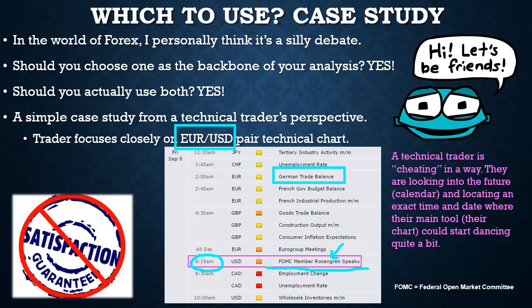So just something to keep in mind there, and a quick example of how fundamental analysis can come alongside technical analysis and serve in a complementary fashion. Don't get me wrong, at the end of the day, the key aspect in this example is that technical analysis is the backbone. But by cheating a little bit, looking into the future, trying to gauge where something may happen, and may is the keyword, there's no such thing as a guarantee. Just because something happens doesn't mean it's guaranteed to work in your favor. But if you can gauge when the tool that you're using may start dancing, I think that's very important.